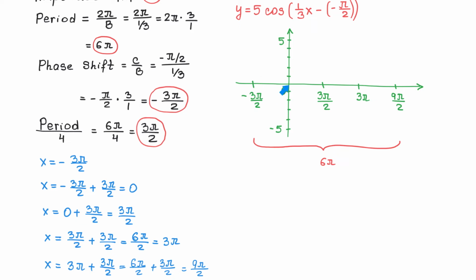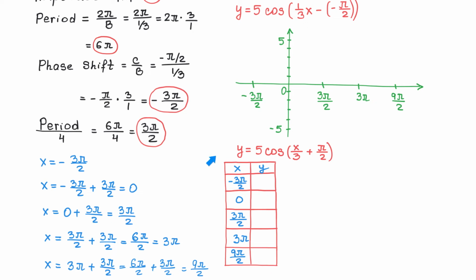If from the origin to the right we go 9 pi over 2, and to the left we go 3 pi over 2, then if we add them together, we get 12 pi over 2, and 12 pi divided by 2 is 6 pi. Next, we will put all these x values in a table, and we will work on finding the y coordinates of these points.